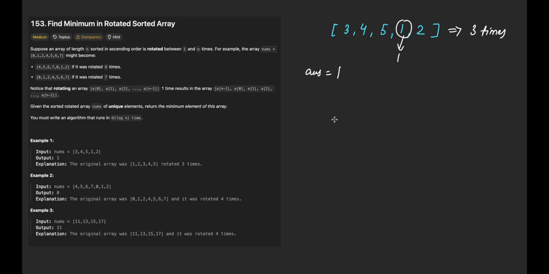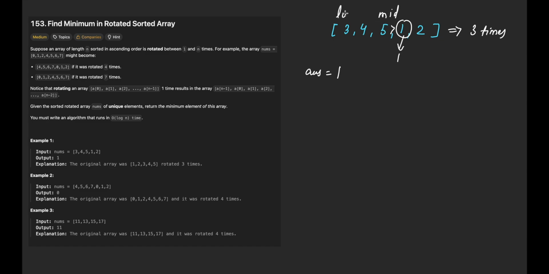Now, how would we be approaching this question? You can carefully observe the minimum element is the one which is smaller than the element to its left. So basically, if in our iteration going through the array we meet a condition where the current element is smaller than the element to its left, then we can directly return that current element as the smallest.